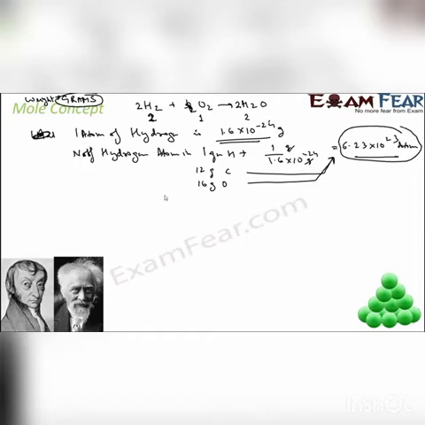Because the general formula: the atomic mass in grams of any atom has this many number of atoms. You take 12 gram of carbon, 14 gram of nitrogen, 16 gram of oxygen, all these will have this many atoms. Right? This is what is seen experimentally.